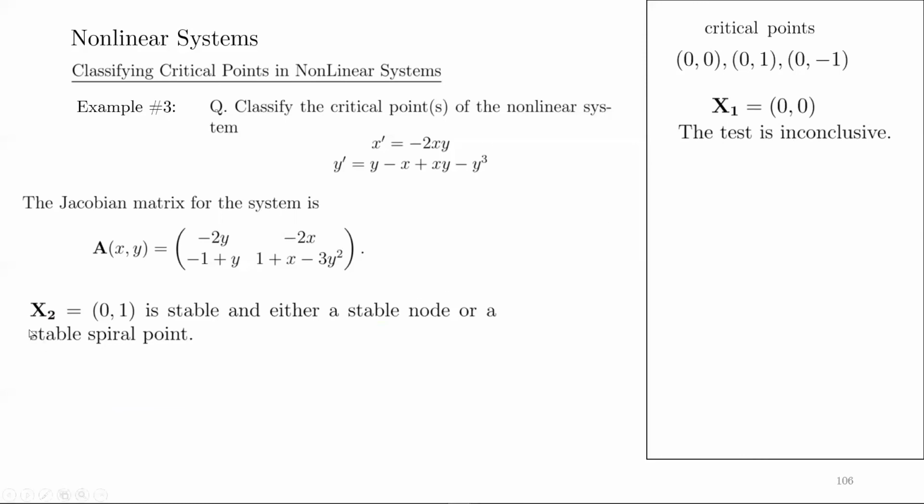Okay, x2 equals 0, 1. Well, you can go through it and show that this is stable, and either a stable node or a stable spiral point. X3 is an unstable saddle point, so there we've got some real distinct eigenvalues of opposite signs.